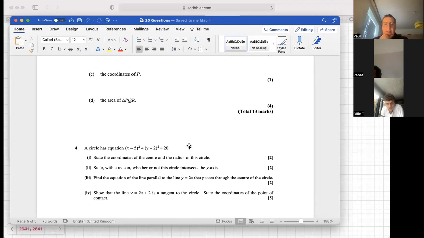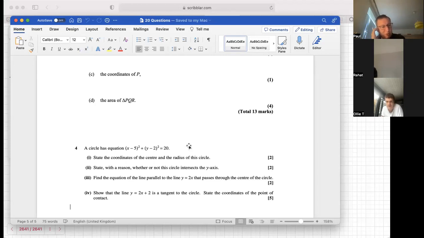Okay, so the final part is show that the line y equals 2x plus 2 is a tangent to the circle, and state the coordinates of the points of contact. It basically touches the circle. Yeah. So you want to substitute y into the circle's equation and then just solve. You should get a quadratic. And then the solution to that will be where it crosses, basically.